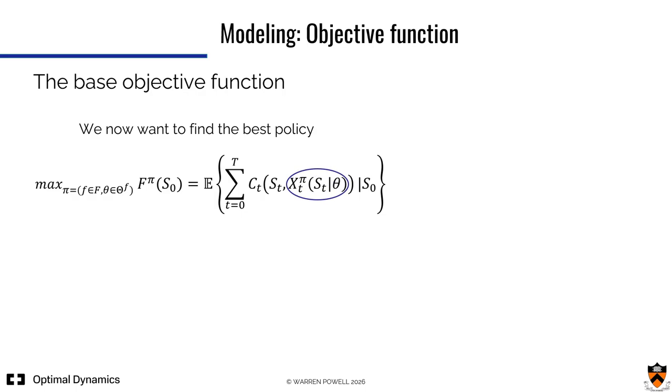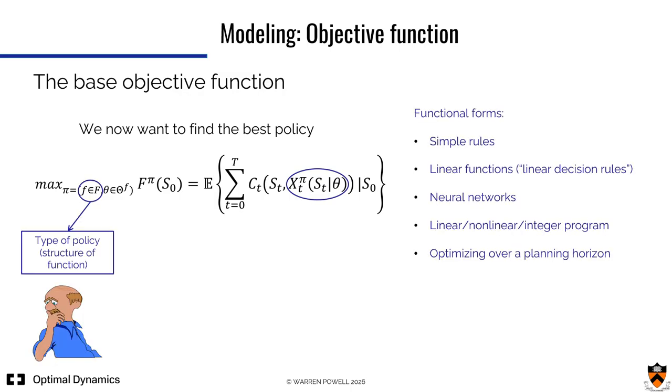Now, we want to find the best policy. That's called X pi. And pi consists of a function f. Now, this can be a simple rule. It can be a linear function. It can be a neural network. It can be a linear, integer or nonlinear program. It can be a math programming problem. So usually it's a human choosing that function.